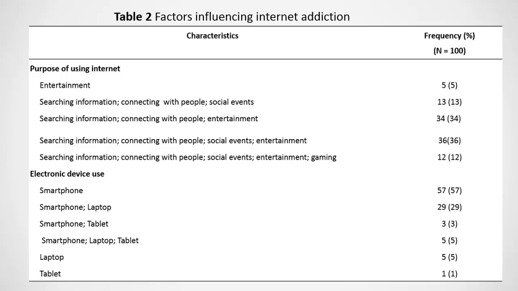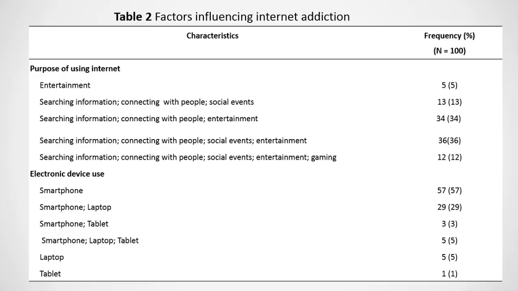About 34 respondents use the internet to search for information, connecting with people, and also for entertainment purposes. Another 36 use the internet to search information, connecting with people, social events, and also for entertainment. The remaining 12 respondents tick all of the options given, such as searching information, connecting with people, social events, entertainment, and also gaming.